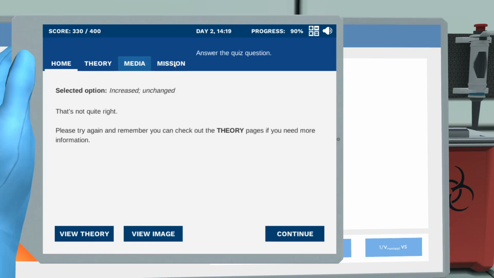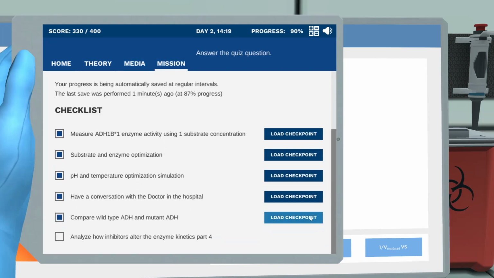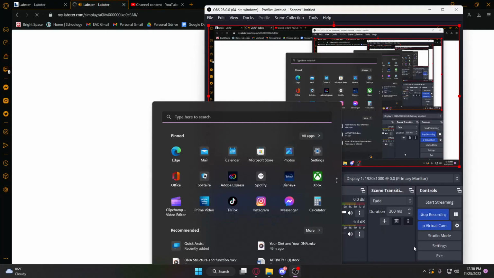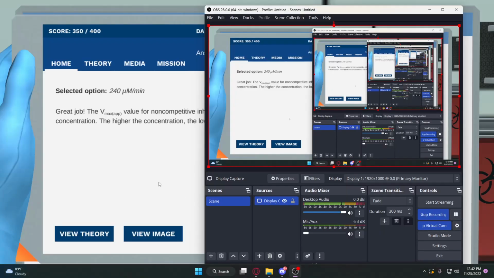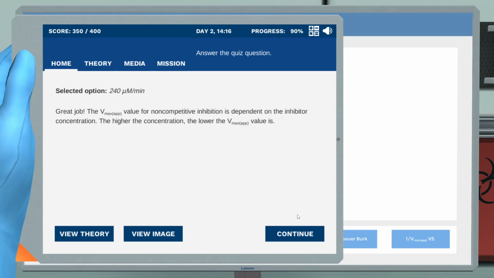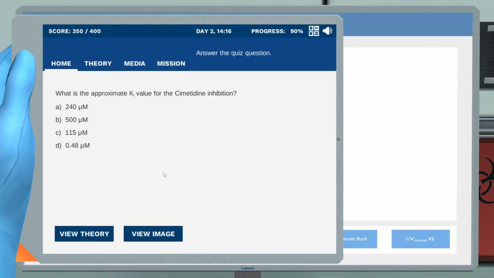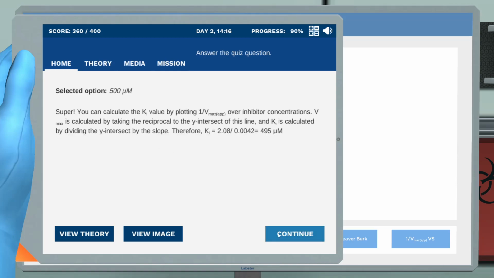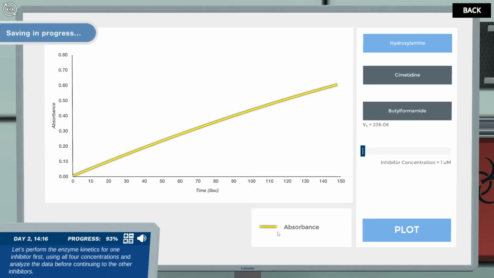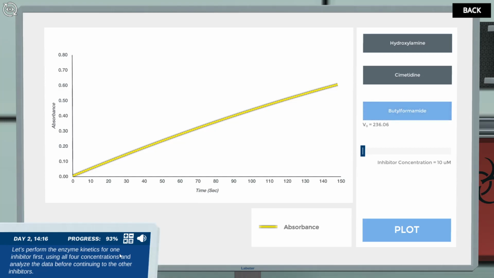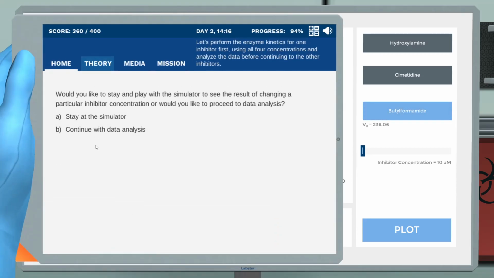That's not quite right. Please try again and remember you can check out the theory pages if you need. The lower the Vmax value is, what is the approximate Ki value for the cimetidine inhibition? Super! You can calculate the Ki value by plotting 1 divided by Vmax over inhibitor. Let's perform the enzyme kinetics for one inhibitor first, using all 4 concentrations and analyze the data before. Would you like to stay and play with the simulator?